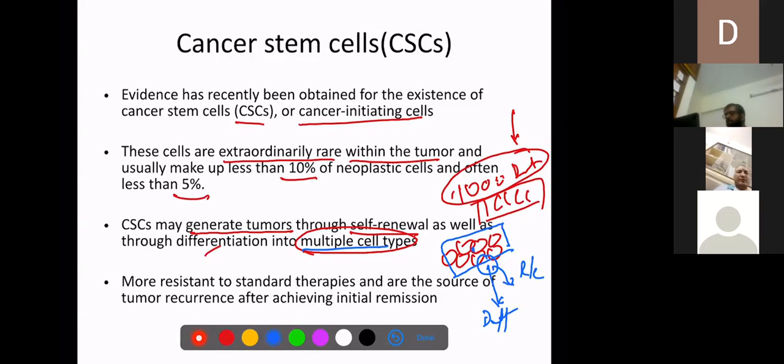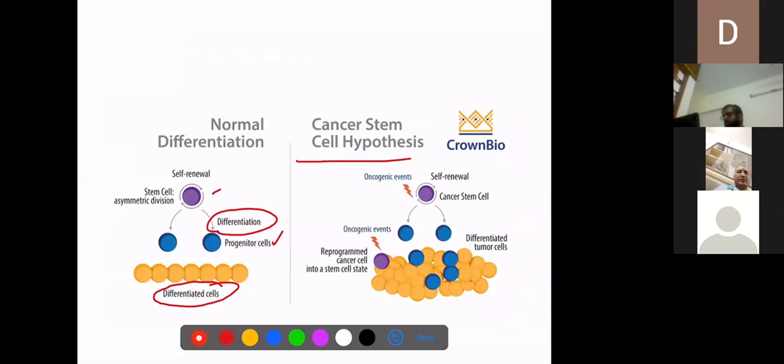So when there are more cancer stem cells, they are more resistant to standard therapies and are a source of tumor recurrence after achieving an initial remission. First there is going to be a remission with a standard therapy, but if there is a tumor recurrence, most of the time it is going to get initiated from the cancer stem cell. So this is the hypothesis.